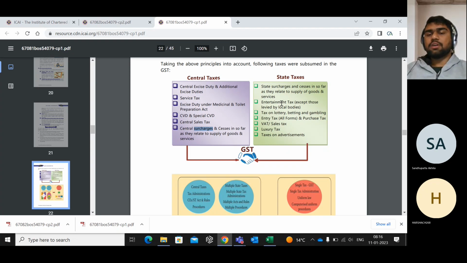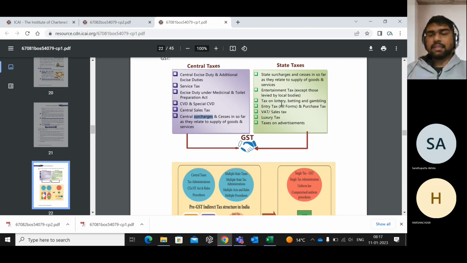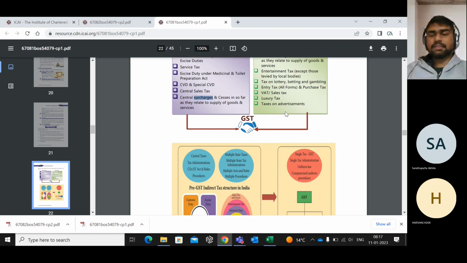Entertainment tax, which is levied on movie tickets, and tax on lottery, betting and gambling. Special taxes will be levied on that by certain states where lottery, betting and gambling is legalized. Entry tax, all forms, and purchase tax. Previously, if you imported some goods from another state, there was a 0.5% purchase tax. That is this tax. And VAT or sales tax, luxury tax, and tax on advertisements. These are the state taxes. These are the central taxes which are subsumed under GST.